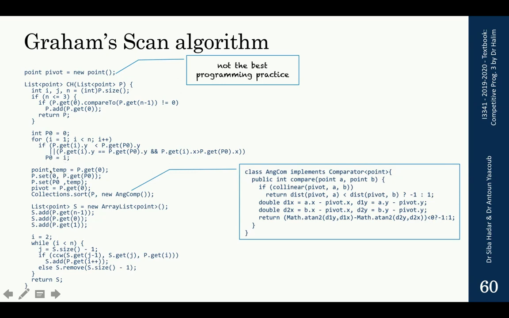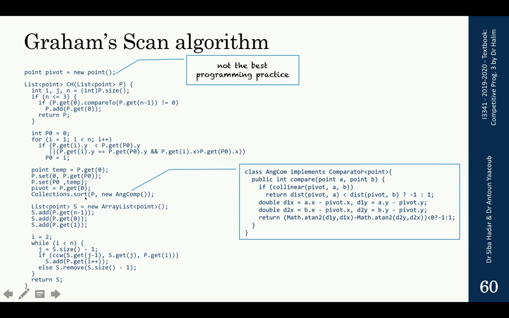What shall I do now? I create a temporary point and I switch the point at index 0 with the point at the index of the pivot. So now I have inside P the pivot at place 0. Okay, and then the global variable pivot, I have already defined outside the function. I told you I don't know why. I set it to the point at index 0. I already put the pivot at this index. Okay, now I have the pivot.